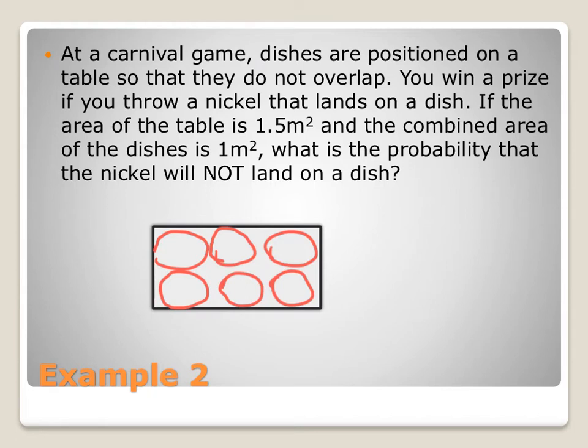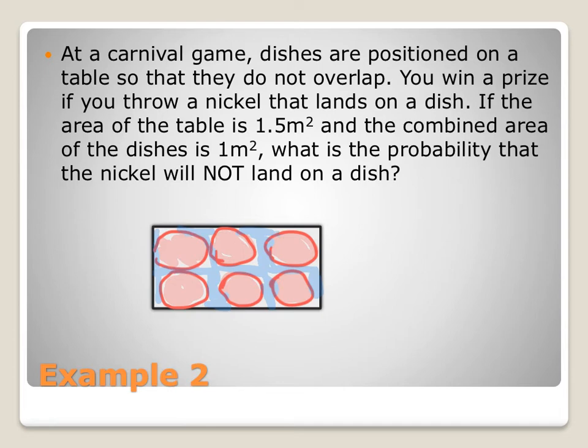It says, you win a prize if you throw a nickel that lands on a dish. If the area of the table is 1.5 meters squared and the combined area of the dishes, so the dishes are all these things, it's saying, what is the probability that the nickel will not land on a dish? So what that means is I want to know the probability of the nickel landing in this blue shaded area.